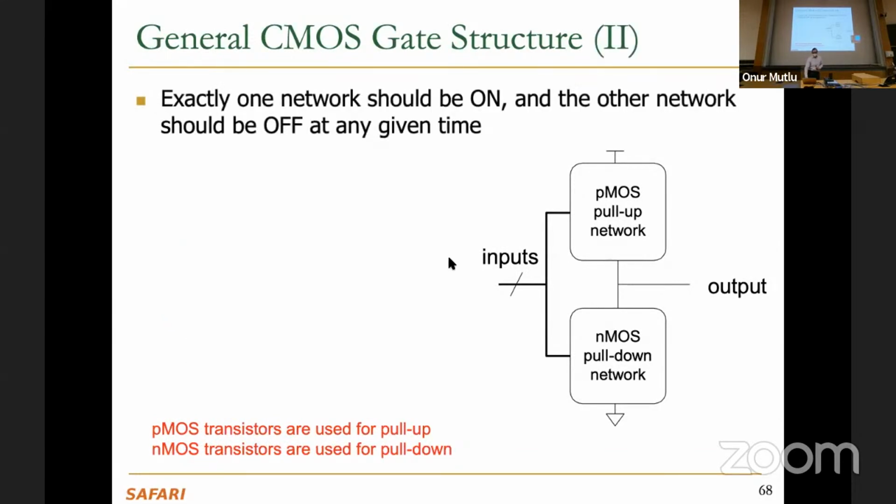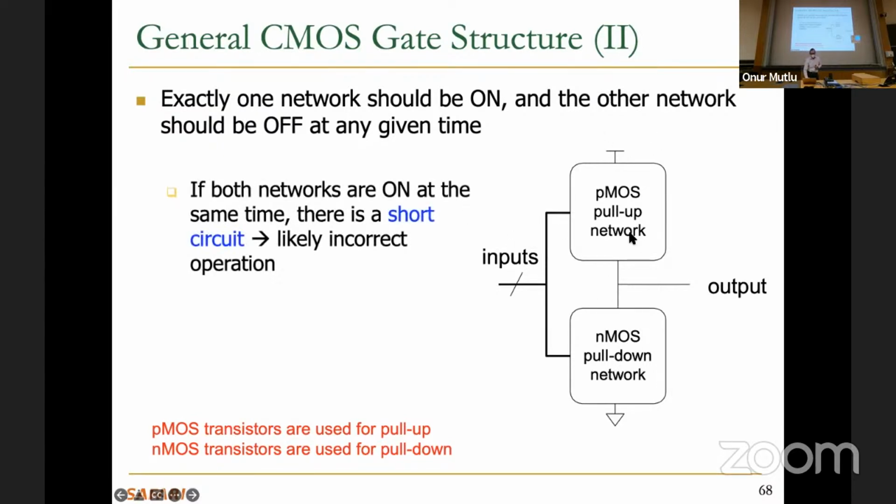Okay, so clearly, for this to work, exactly one network should be on and the other network should be off at a given time. So both cannot be turned on. Why? Because if both networks are on at the same time, there's a short circuit, right? Meaning 3 volts get connected to the output, 0 volts also get connected to the output. So everything gets connected to the output. So what you have as the result is incorrect operation in the end.